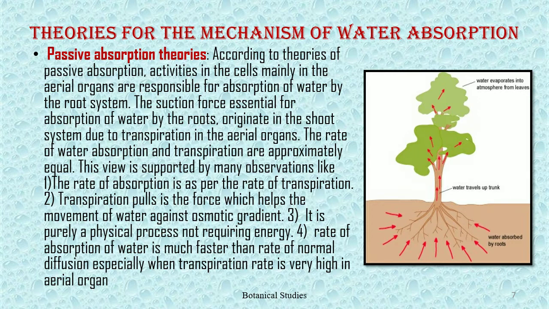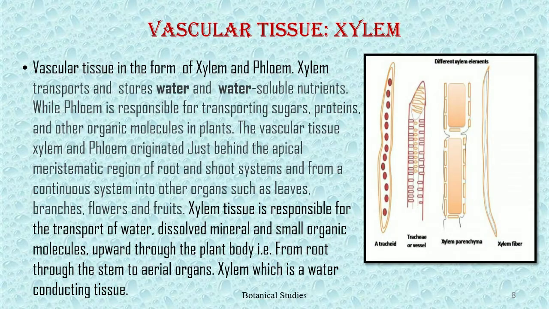Transpiration pull is a force which helps the movement of water against the osmotic gradient. It is purely a physical process, not requiring energy. The rate of absorption of water is much faster than the rate of normal diffusion, especially when the transpiration rate is very high in aerial organs. Let us discuss now the vascular tissue in the plant, xylem.